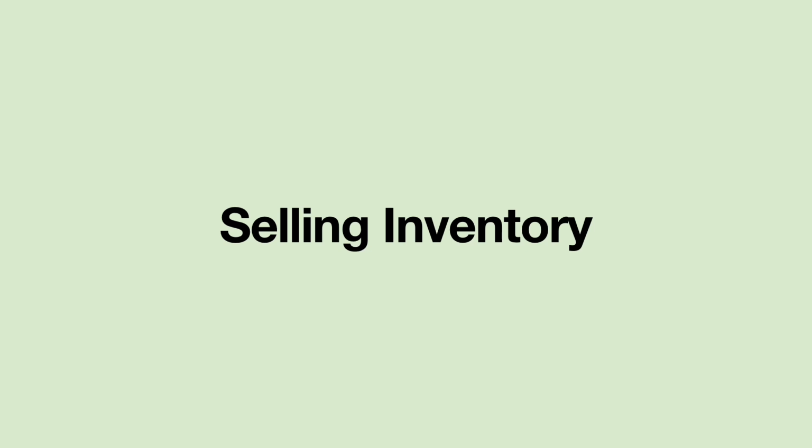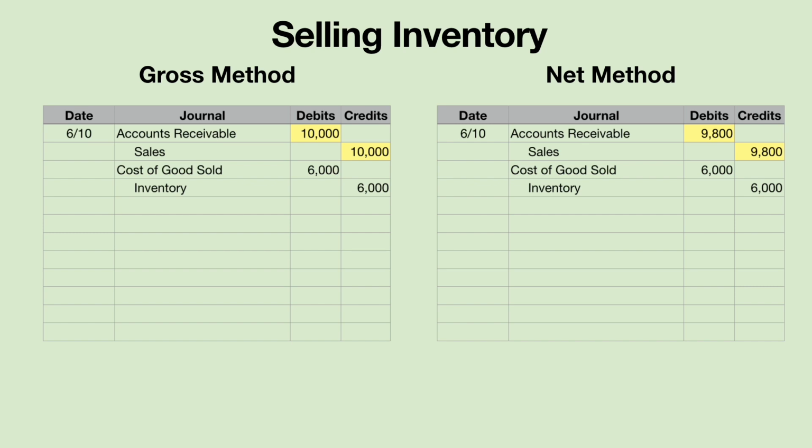Okay, let's look at those same journal entries, or those same transactions, from the perspective of the seller this time instead of the perspective of the buyer. In the gross method, the seller debits accounts receivable for $10,000. In the net method, the seller debits accounts receivable for $9,800 and anticipates that the customer will only be paying the discounted amount.